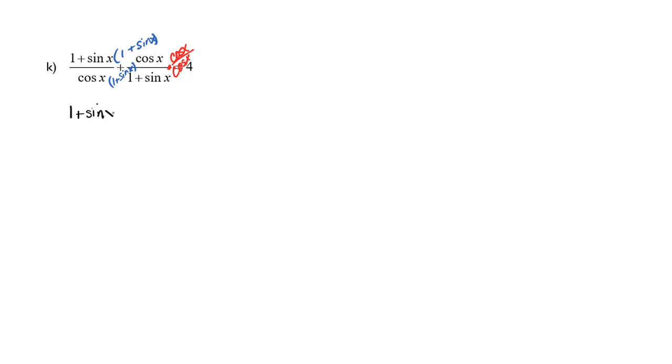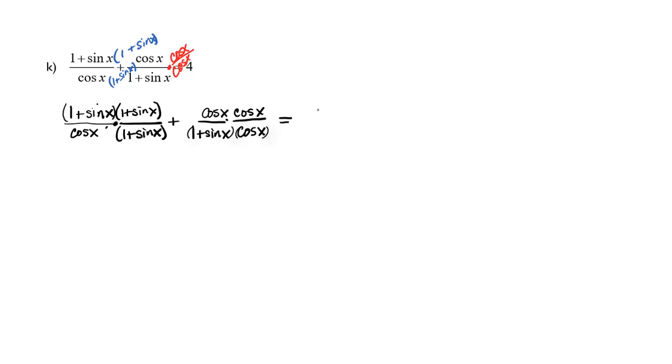1 plus sine x times 1 plus sine x over cosine x times 1 plus sine x, plus cosine of x times cosine of x over 1 plus sine x times cosine of x in the denominator. This is equal to 4.